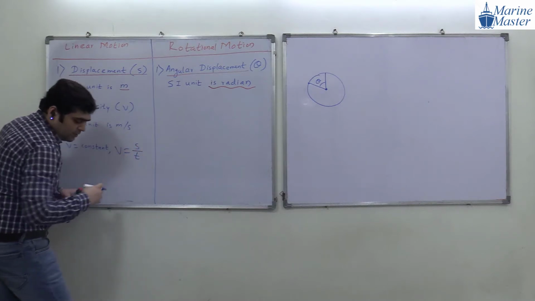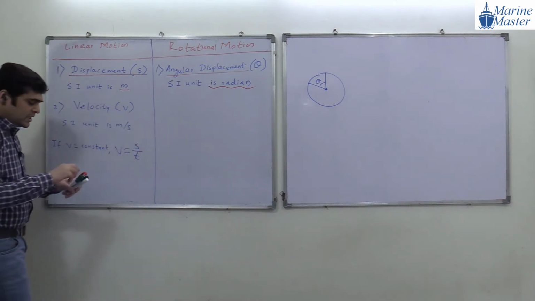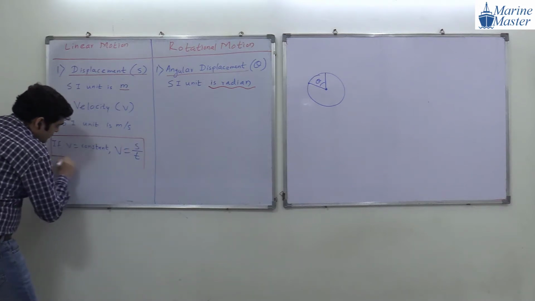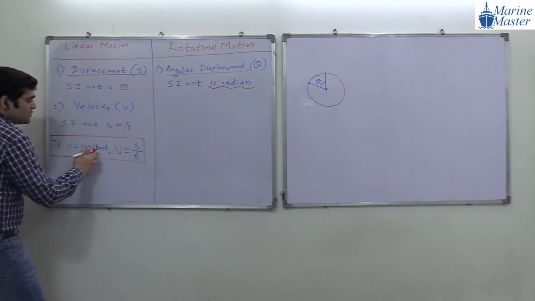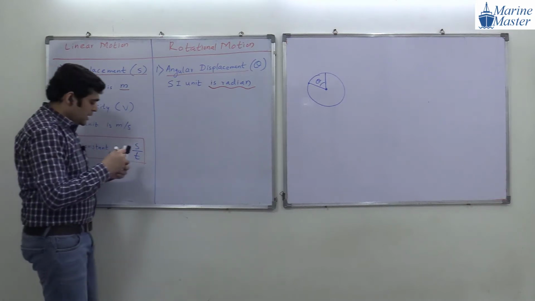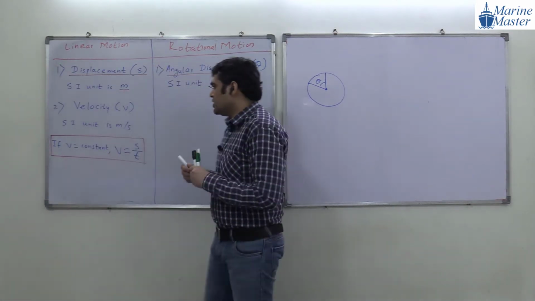Okay, s by t. Everyone getting my point? Try to see the scenario here. So s by t. If v is constant, how do we define velocity mathematically? S by t.